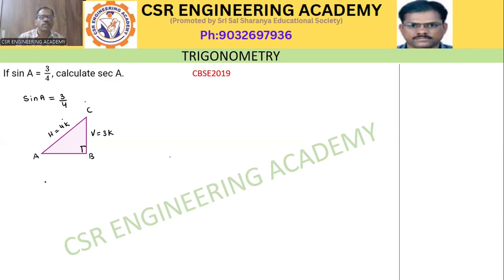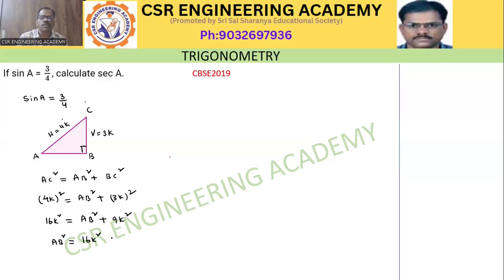According to Pythagoras theorem, AC square is equal to AB square plus BC square. AC is equal to 4K, that is 4K whole square, is equal to AB square plus BC, which is 3K whole square. 16K square is equal to AB square plus 9K square. AB square is equal to 16K square minus 9K square.